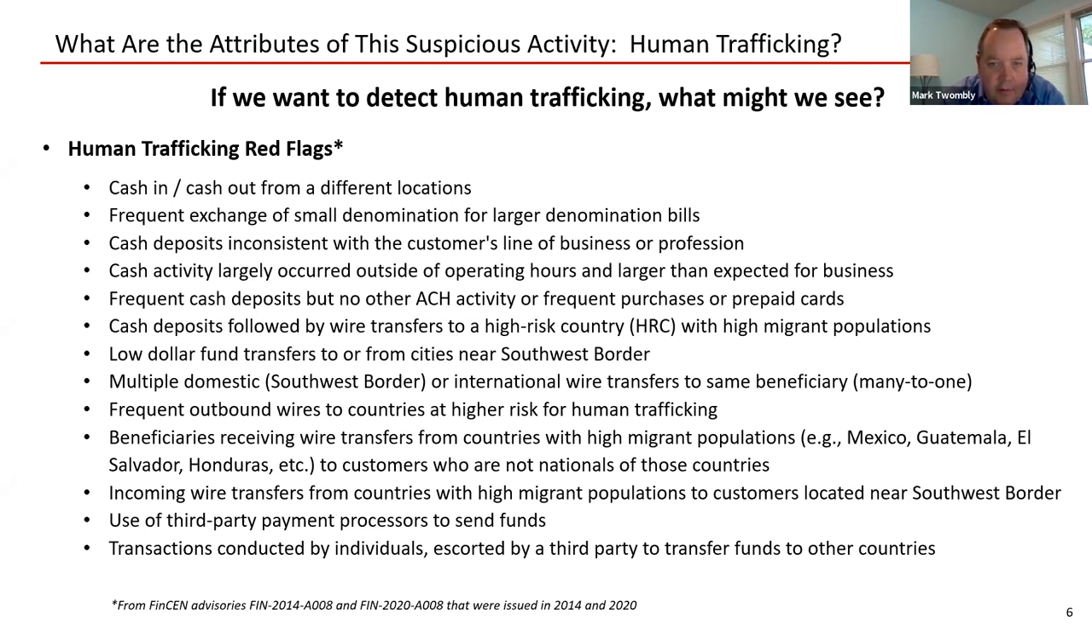You see a lot of ACH activity or prepaid cards. That's one of the things you might see in human trafficking. Low dollar transfers near the Southwest border, or multiple transfers at the Southwest border, are always a big red flag. And the one at the bottom here: transactions conducted by individuals who are always escorted by a third party. When people walk into the bank with another person who is basically watching them, that gives you an idea that human trafficking may be in play.